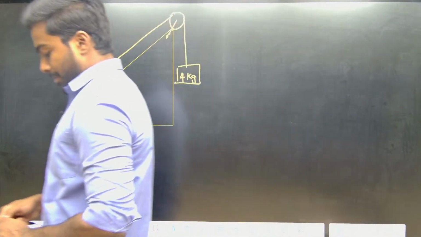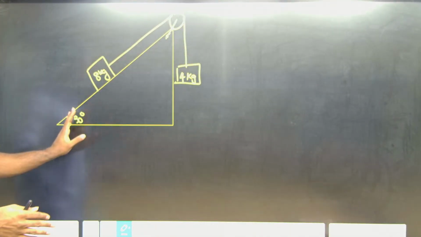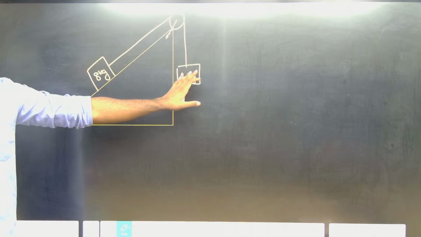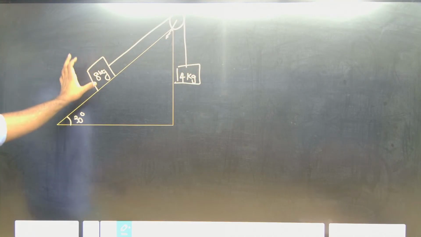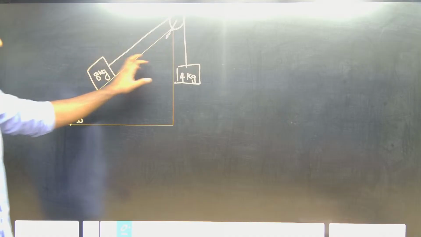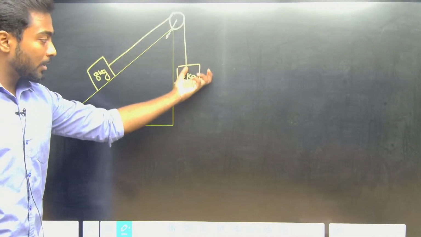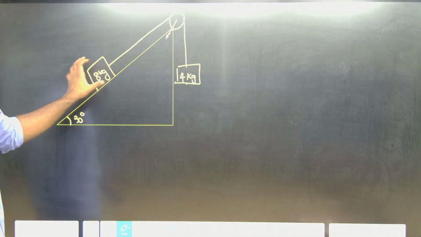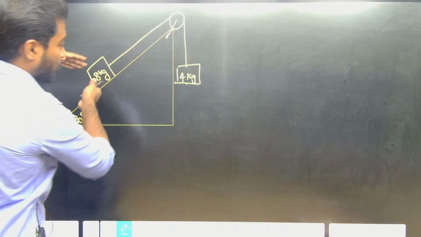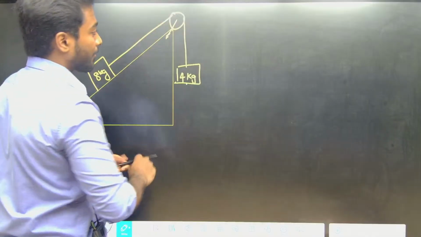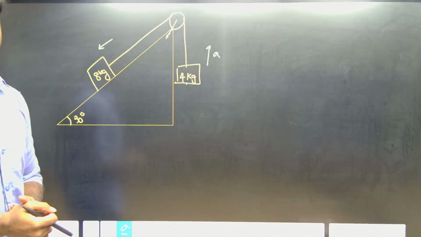Let us see what they have mentioned first. Inclined plane, 8 kg, 4 kg. What happens when more weight is here? Here it is 8 kg and here it is 4 kg, which means the 8 kg block will try to come down like this. If it is coming down like this, what about this one? It will go up. Got it? So this is my acceleration direction. First we got the acceleration direction.